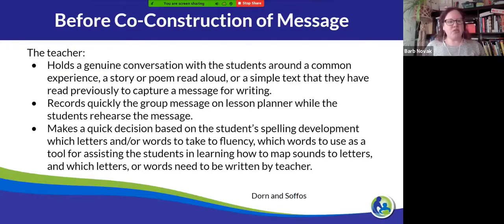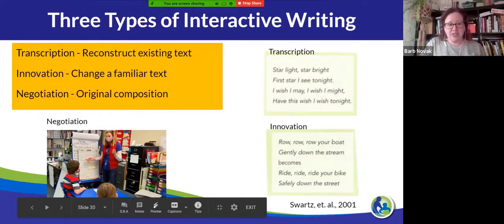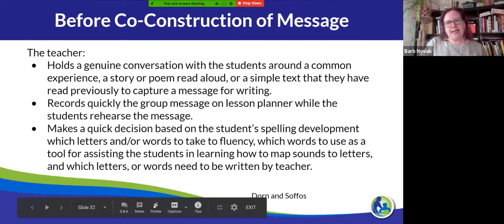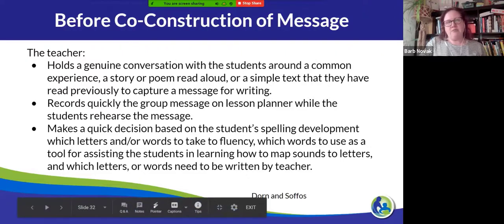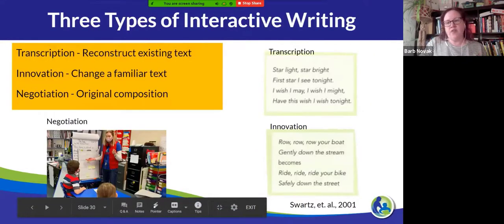And then the teacher makes a decision based on the students' spelling development, which words and letters they've already worked on. The teacher makes an on-the-spot decision. If we're doing negotiation where we're writing an original composition, the teacher makes an on-the-spot decision about which words or which sounds in the shared composition would really be worthwhile to focus on at this time. If you're using a transcription or an innovation, you may be able to plan more of that ahead of time.